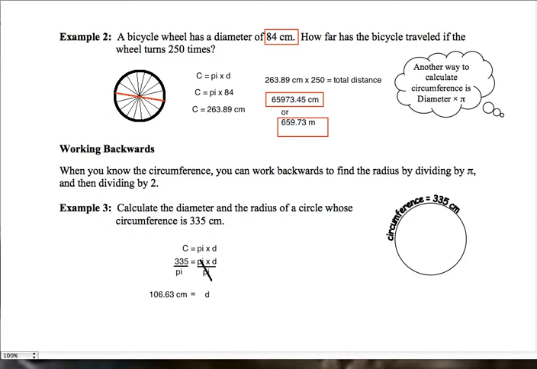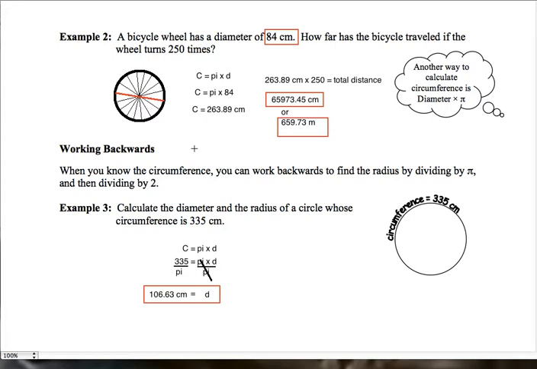Now this is a two-part question, right? The second part of the question is saying, what is the radius of this circle? Well, there's a couple ways I could do this. I could say, all right, let me use the formula I know for the radius. Circumference equals 2 times pi times the radius. And then I do what I did before. I divide both sides by pi. I'll divide both sides by 2, and so on.